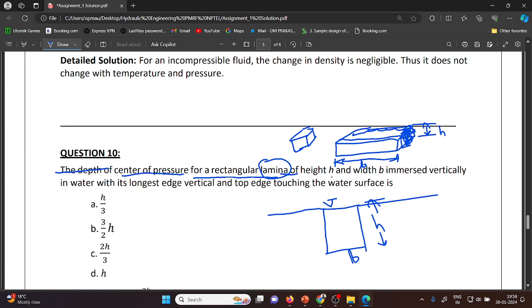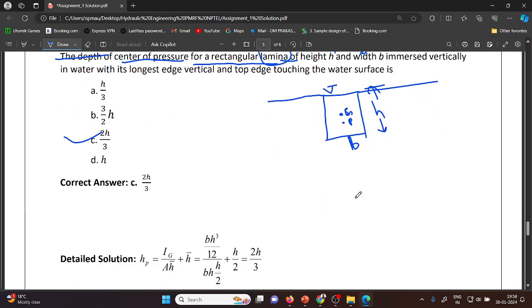So this figure is not applicable for this. Now what will happen? This is the center of gravity, and the center of pressure will always lie below the center of gravity. You are telling C, right? Yes, sir. Okay, let me check. Yes, option C is correct.